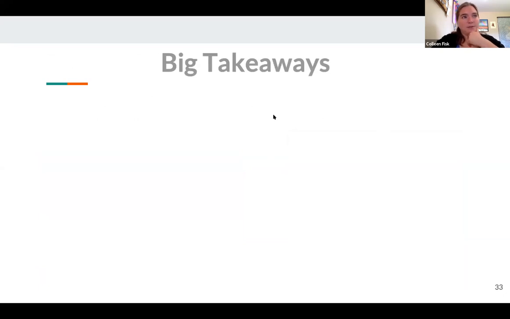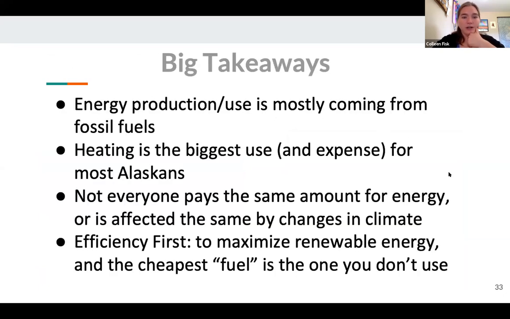So some big takeaways I want to share with you, because that was a lot of graphs and a lot of talking. I'm going to try to summarize my big points here. Our energy production and use is mostly coming from fossil fuels, whether you're in Alaska or not. Heating is the biggest use and expense for most Alaskans, and this is disproportionately affecting low income households and Alaskan Native communities.